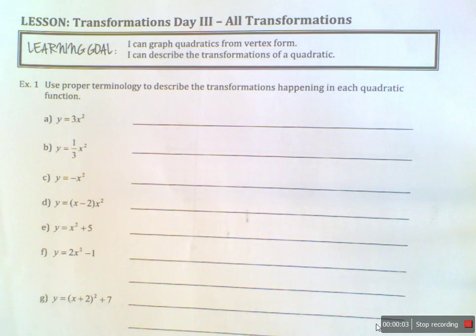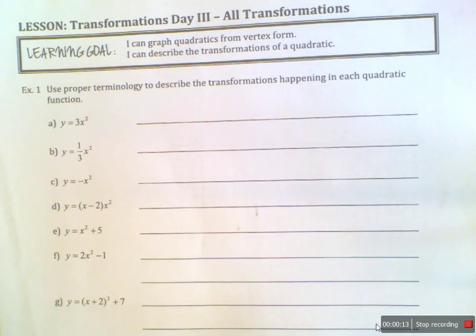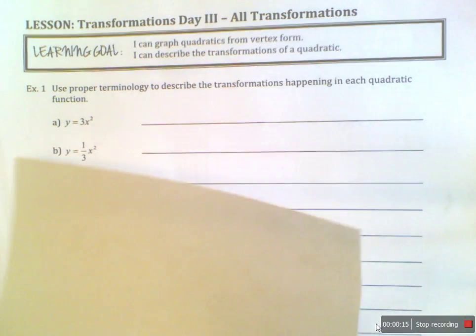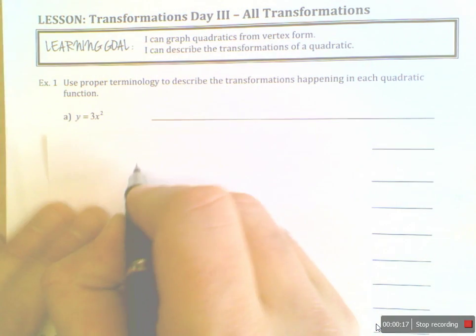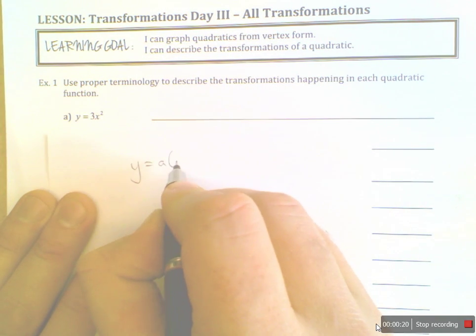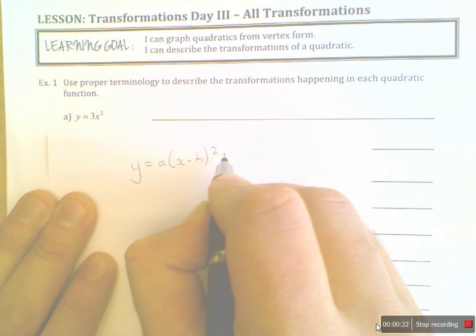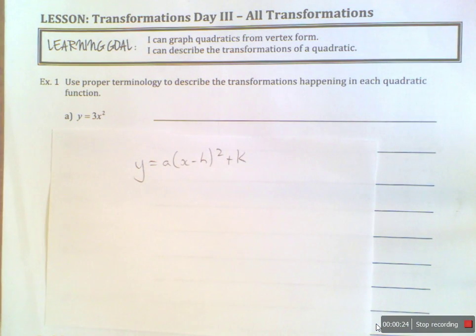Okay, so we've seen every kind of transformation so far. What we're worried about now is just putting it all together, tightening up any details. One thing that's important to know is that y equals a times x minus h all squared plus k is like our y equals mx plus b.